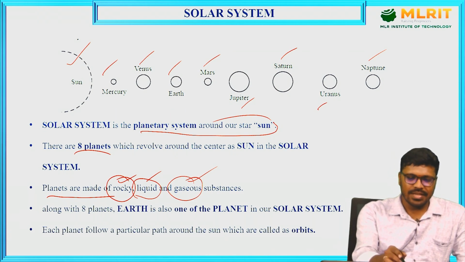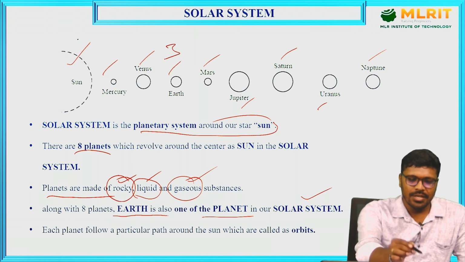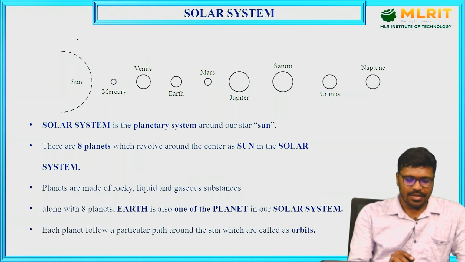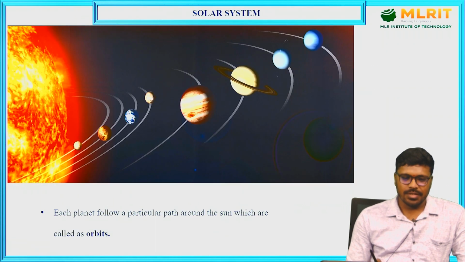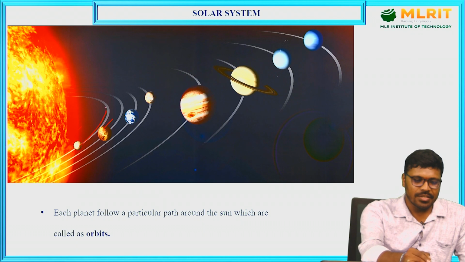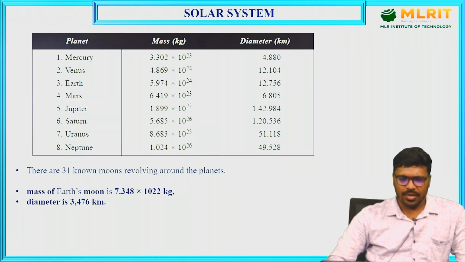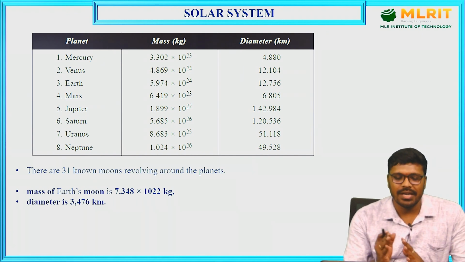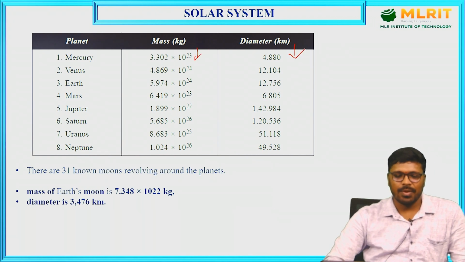Among these 8 planets, Earth is also one of the planets in our solar system, which is positioned in the 3rd place from the Sun. So each planet follows a particular path around the Sun, which is also called an orbit. So here you can see in the picture, these are all the planets following these particular paths which are called orbits. And coming to the solar system, we have 8 planets, right? Mercury and all these. Each and every planet has some mass and some specific size. So here we have given the mass and diameter of all the planets.